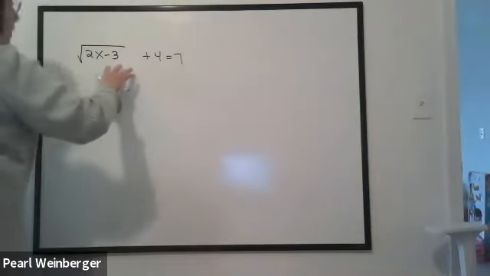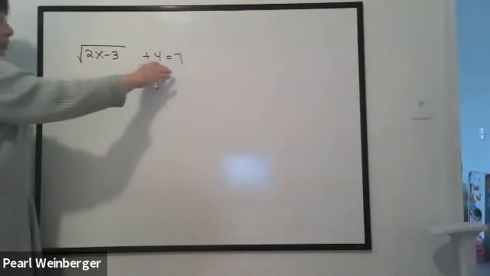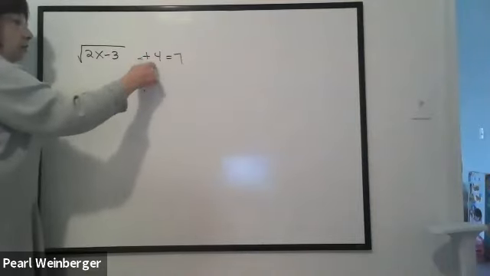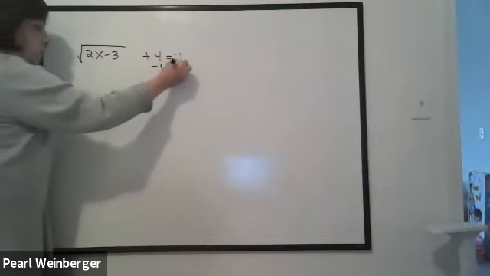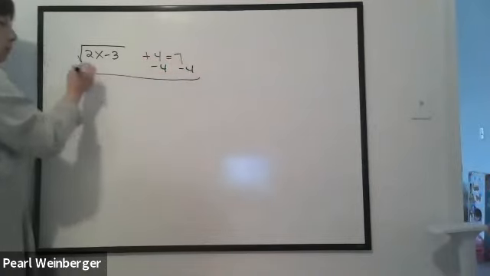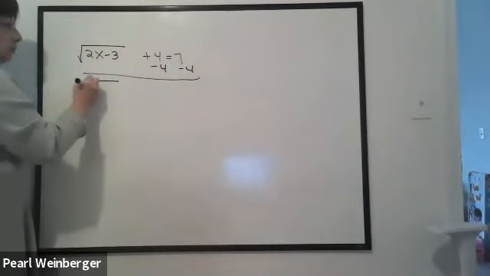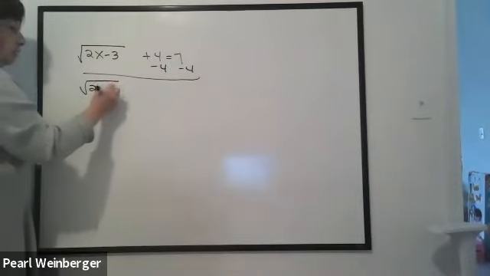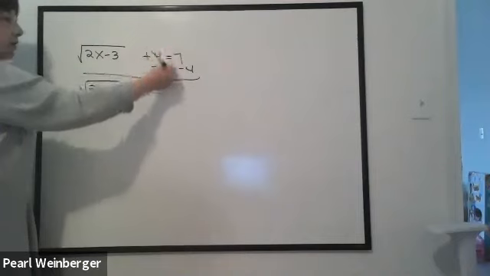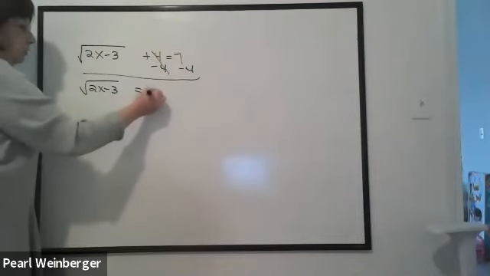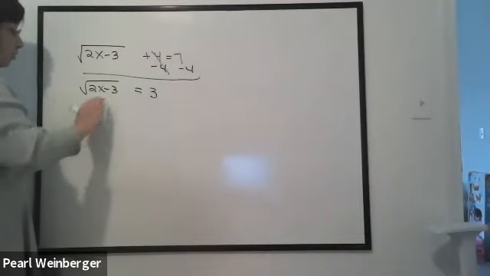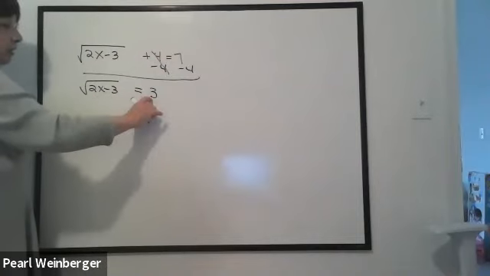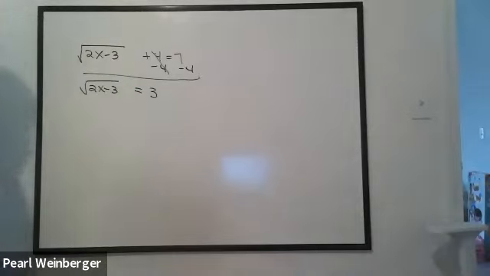Again, I have this radical with a +4. I want to get rid of the 4. I want to get the radical by itself. So I'm going to subtract 4 from both sides. This is going to give me the square root of 2x minus 3 equaling, this cancels out, 7 minus 4, which is 3. Now remember, before I go any further, I look at this number. Once I have the radical by itself, this number has to be positive. It is, so I can go further.